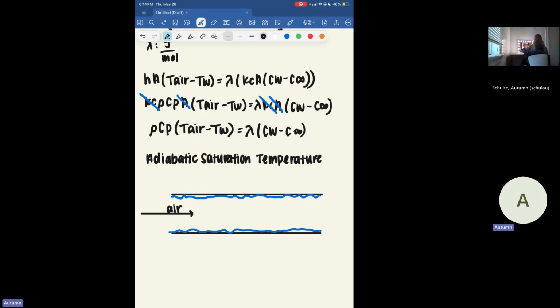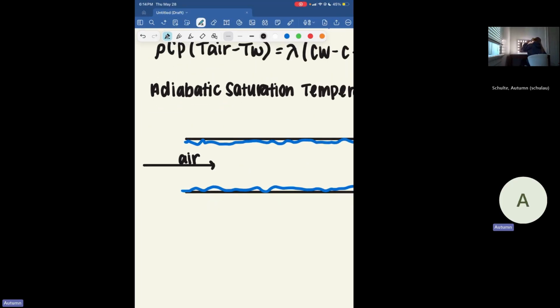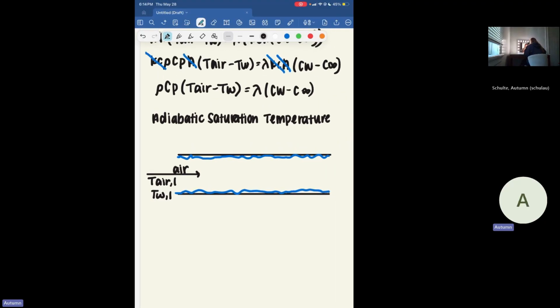Now, of course, there's going to be an inlet temperature for the air and the water. So the inlet temperature of the air, we're going to mark as T air 1 for the temperature going in, as well as TW1 for the temperature of the water going in.